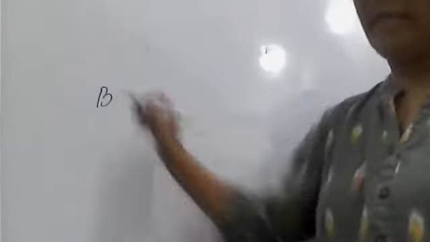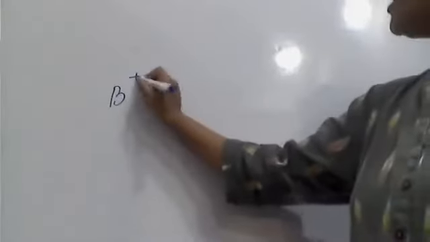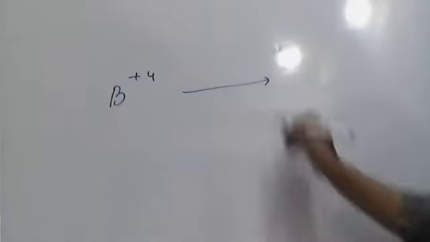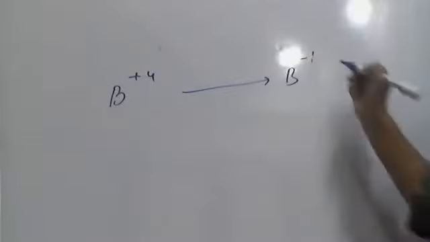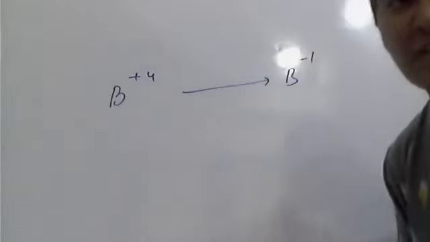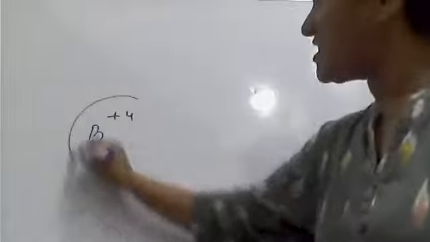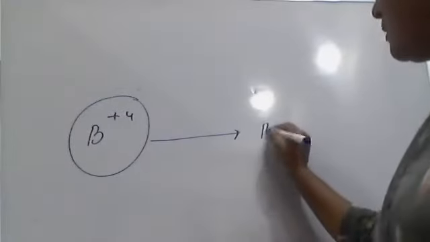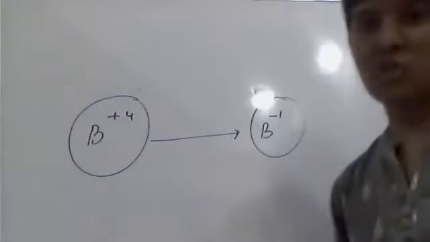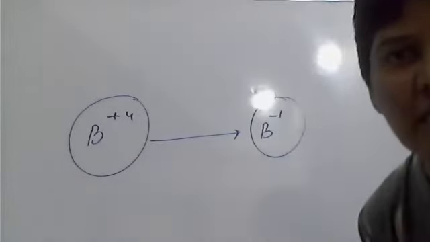One more example. See here, all of you. Say here an element B. Let its charge be +4. Now this B changed to B -1. Tell me, beta, what happened to this B? It was B +4. Now it changed to B -1. So tell me, is the charge increased or decreased?